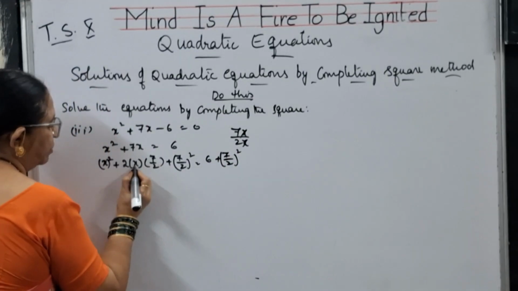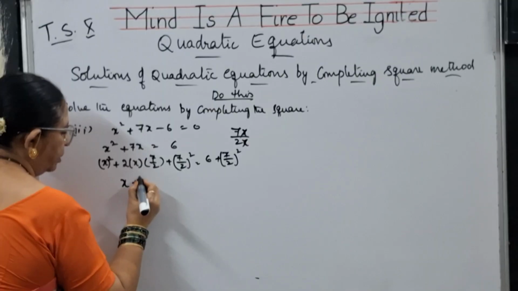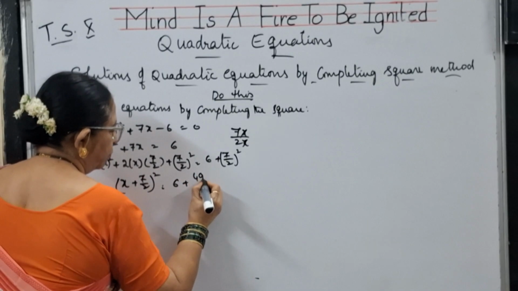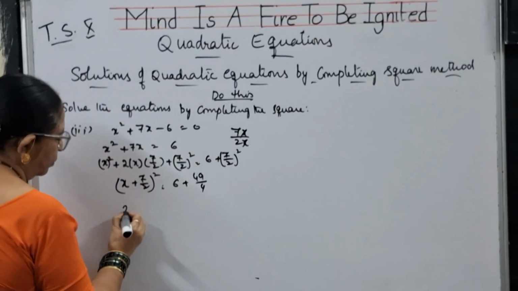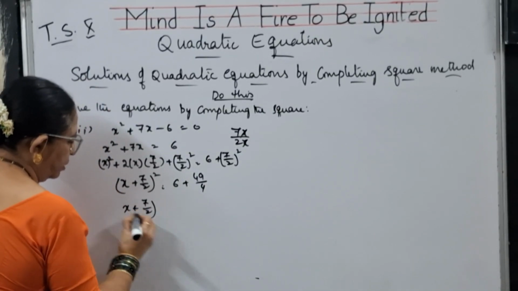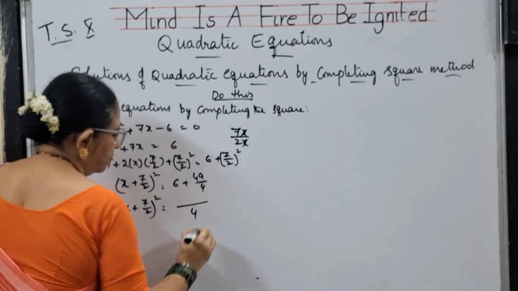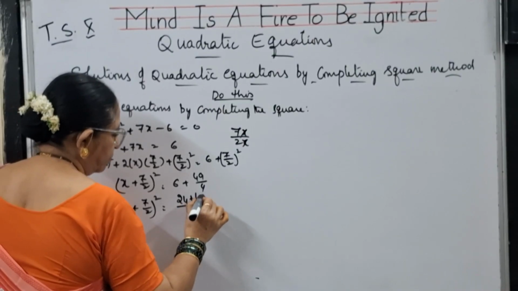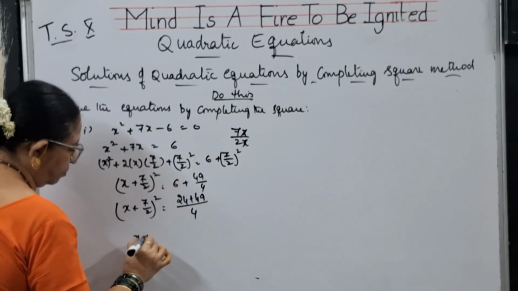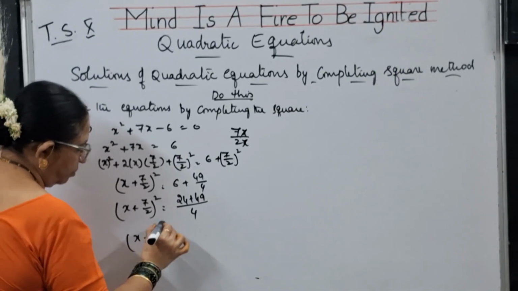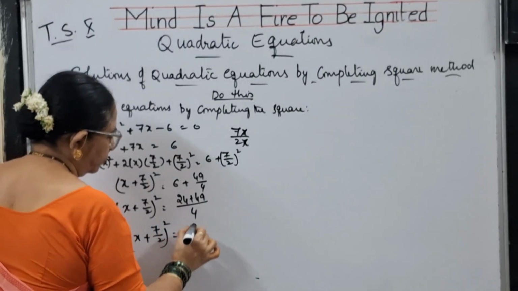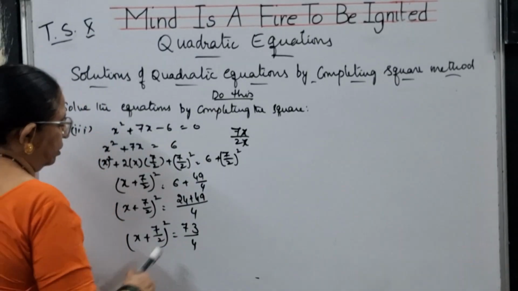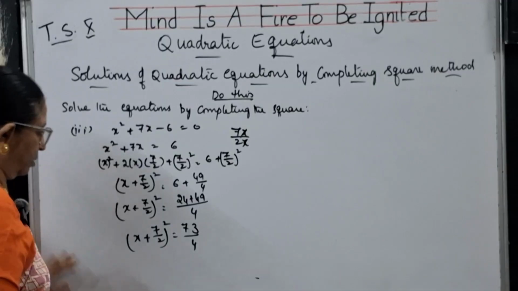A square plus 2ab plus b square, that is a plus b whole square, is equal to 6 plus 49 by 4. So x plus 7 by 2 whole square is equal to, 4 is LCM. How much are you getting? 6 fours are 24 plus 49. That means x plus 7 by 2 whole square is equal to 73 by 4. Okay? 73 by 4 you are getting.